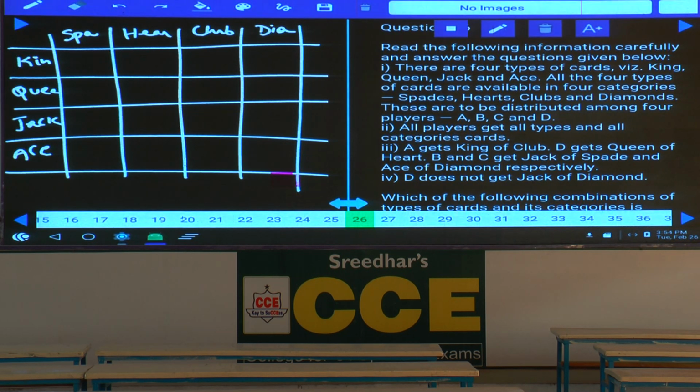Then, yes, tell me what is the first information here. They are to be distributed among 4 players. All players get all types and all categories. That means A is having spade, heart, club, diamond. At the same time, king, queen, jack, ace. Each person is having different cards and different types as well. Then, condition number 2. Now, condition number 3, A gets king of club. King, where is king?